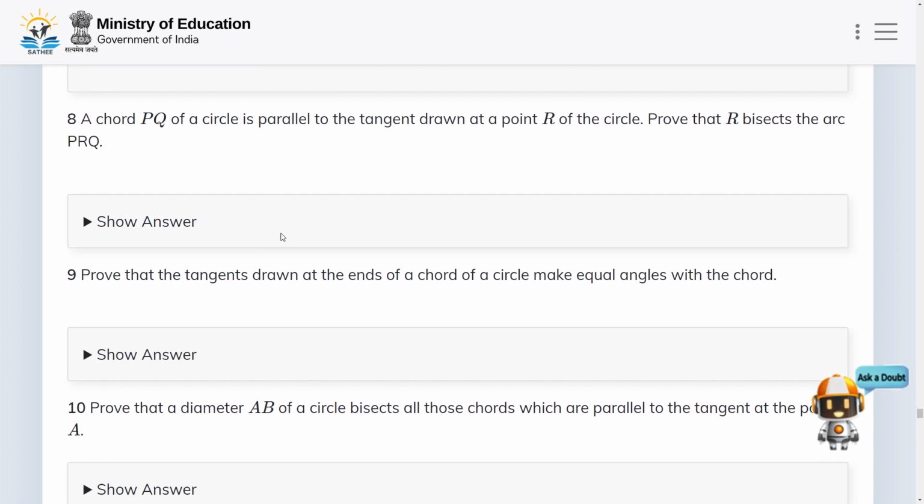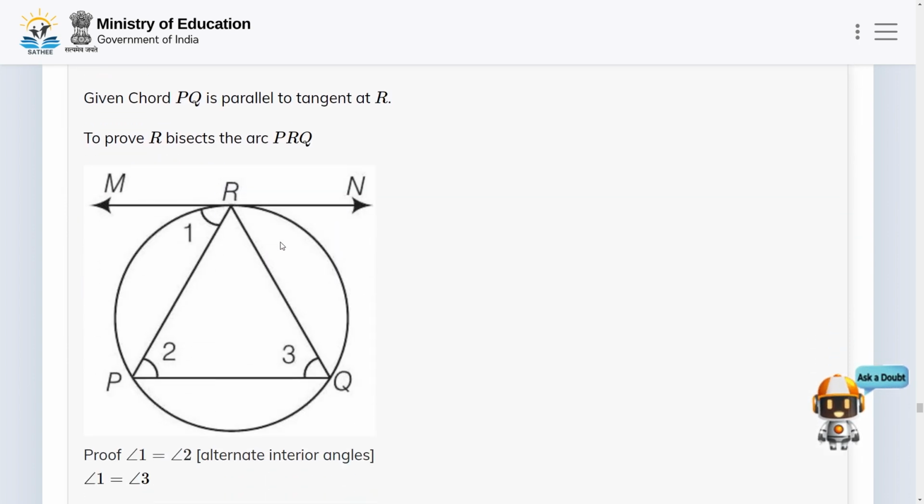In the next problem, here we have a chord PQ of a circle parallel to the tangent drawn at a point R of the circle. Prove that R bisects the arc PRQ. Given chord PQ is parallel to the tangent at point R, to prove that R bisects the arc PRQ.